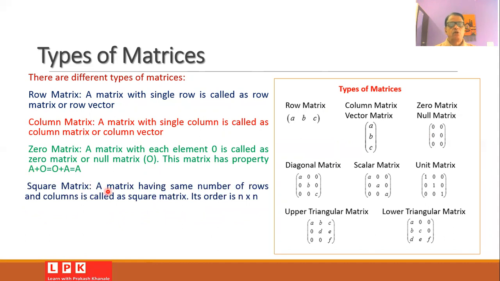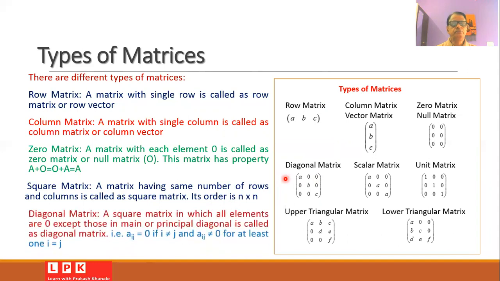A matrix is called a square matrix if it has the same number of rows and columns, that is, the order of the matrix is n by n. For example, as shown in this window, this matrix has 3 rows and 3 columns, and therefore it is called a square matrix.